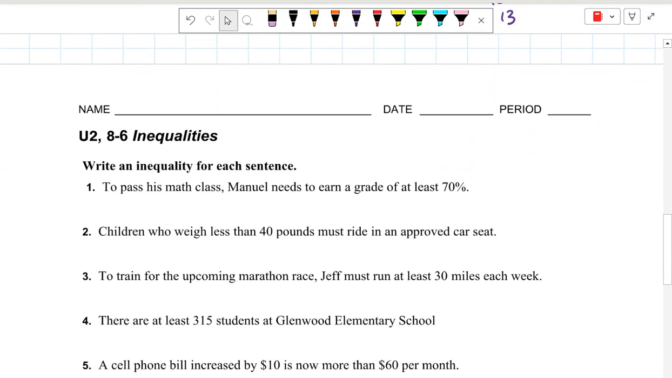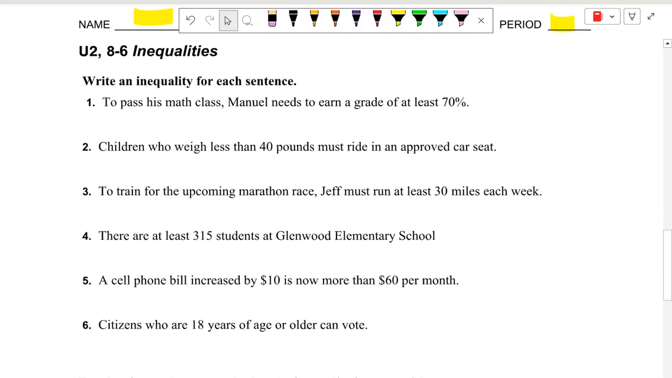Remember to always put your first name, last name, date, and period. And let's jump down into these. Let's do some odds. Write an inequality for each sentence.